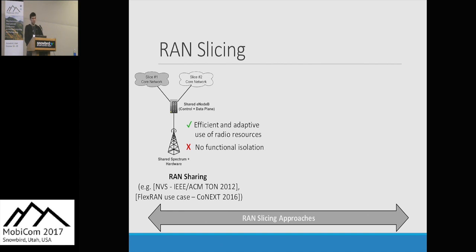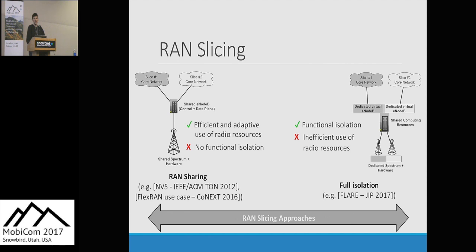And of course, in such an approach, you can have a very efficient and adaptive use of the radio resources, because one entity is responsible to dynamically allocate these resources to every slice as required. But on the other hand, you have no functional isolation among slices, which means that a slice cannot really come in and introduce its own sophisticated control functions. So this is one extreme.